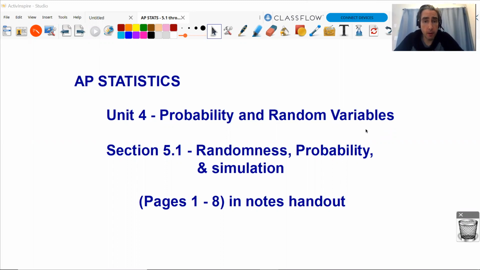This is covering section 5.1 in our probability unit, our first lesson of unit 4. And in the notes handout, it's going to be pages 1 through 8. Let's get started.